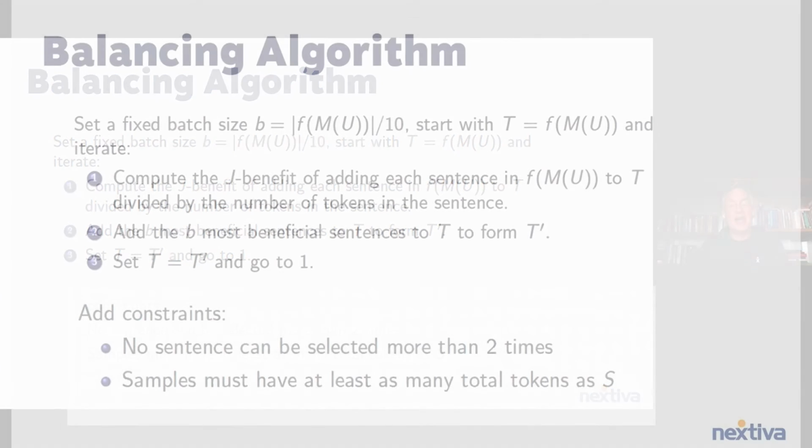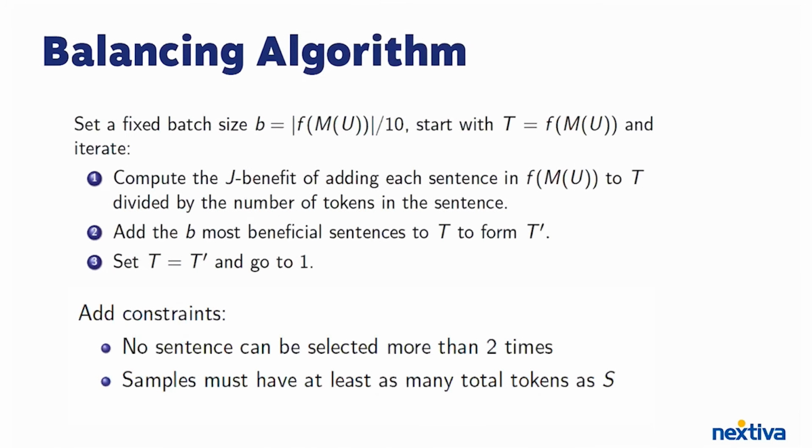And they add two little constraints there. One is that no sentence can be added more than twice. And the second is that you have to preserve the total number of tokens.